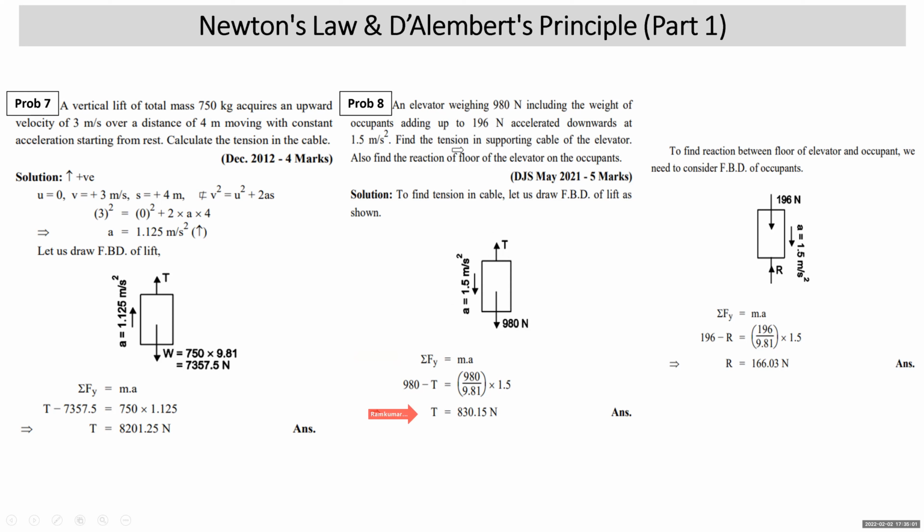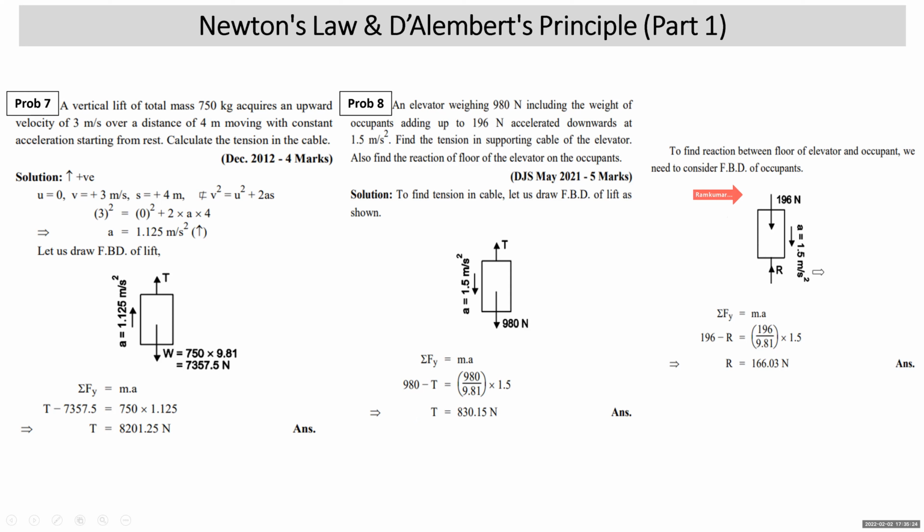Now, second part of the problem, he is asking the reaction of the floor of the elevator on the occupants. In this case, the reaction between occupants and the floor will come into consideration only when you draw the free body diagram of the occupants. When you draw the free body diagram of the occupants, weight of the occupants will be vertically down. Normal reaction exerted by the floor on the occupants is vertically up.